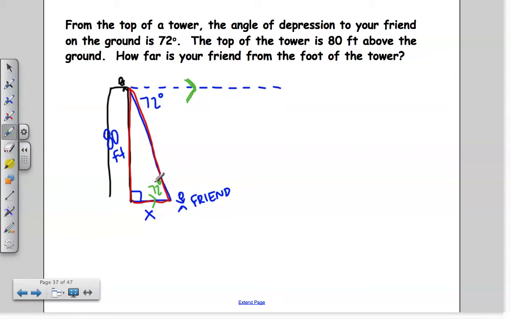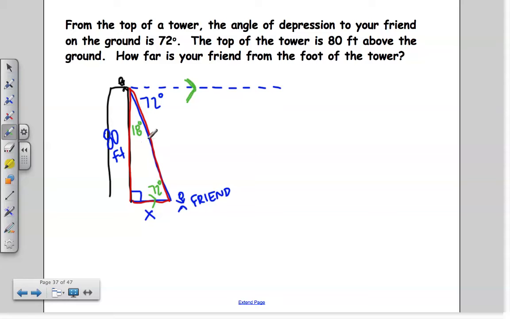So it's kind of cool. Angle of depression, angle of elevation are always the same thing. Your friend would elevate his head 72 degrees to see you. You are lowering your head 72 degrees to see him. The other way to think of this is a right angle in total. So you can do 90 minus 72 and realize that this angle is 18 degrees. So that these two add to 90.